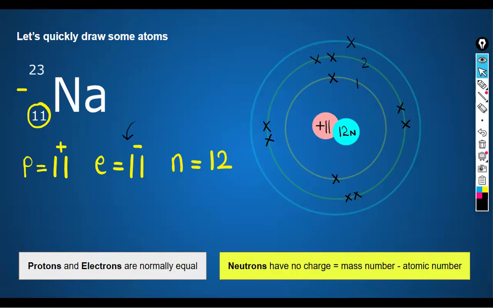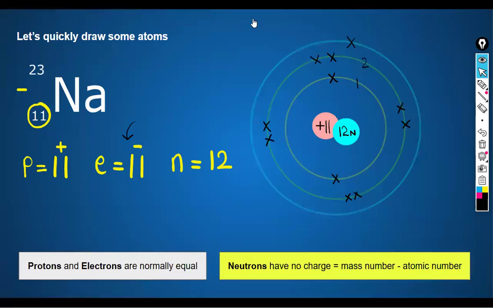Remember, the first shell can hold 2, and every other shell after that can hold 8. But you fill up the inner shells first, and you gradually add a shell as you go outwards if needed. All right? So if you got it wrong, take down the correct answer.